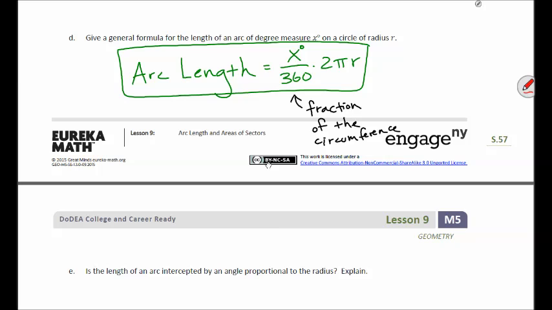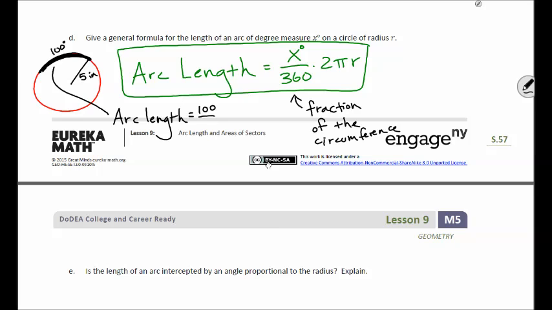Here's one quick example of that. So if I have a circle here, and let's say I want to find the arc that is 100 degrees, and the radius is, let's say, 5 inches, then I can find the length of this arc to be 100 divided by 360. That's the fraction of the circumference I want, times the circumference of the circle, which is 2 pi r, where r is 5. And this gives me 2.7 repeating pi inches is the length of that arc.